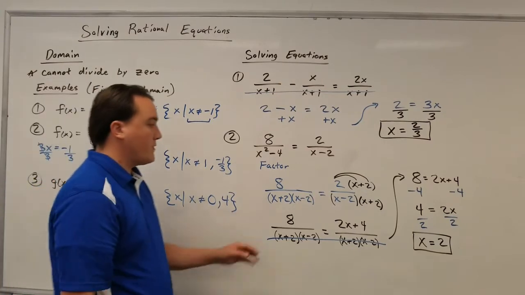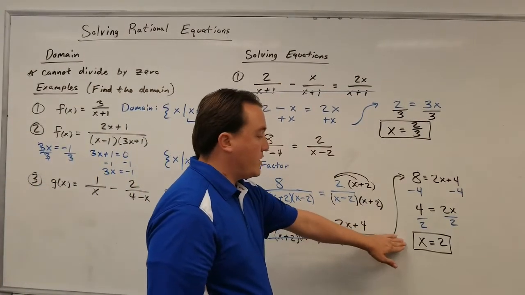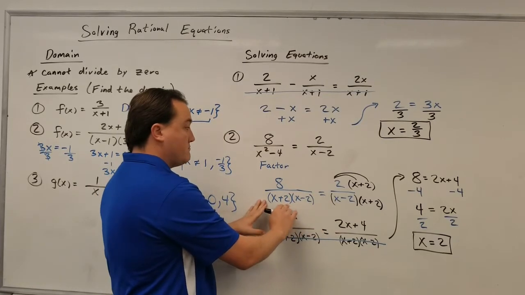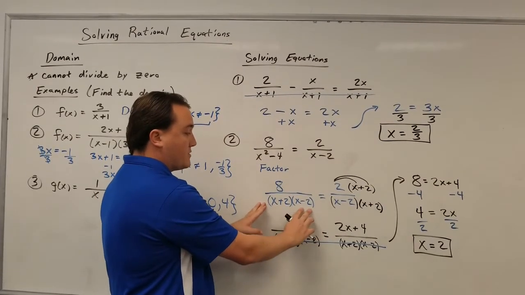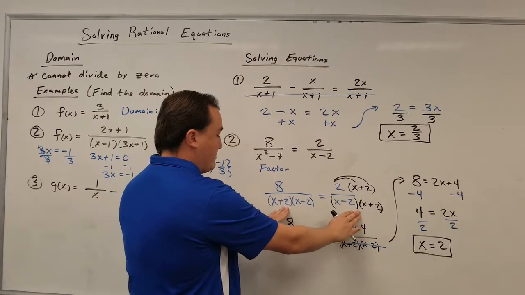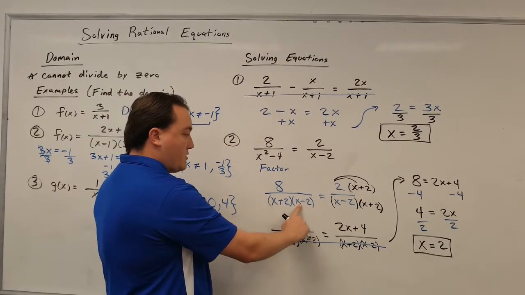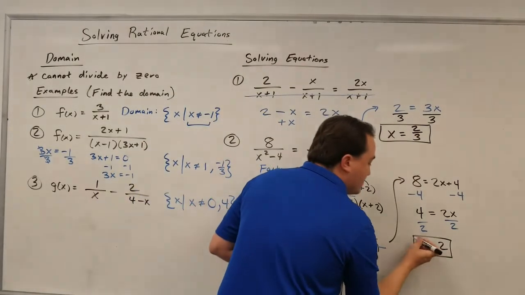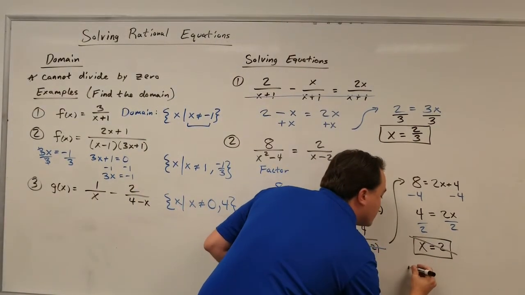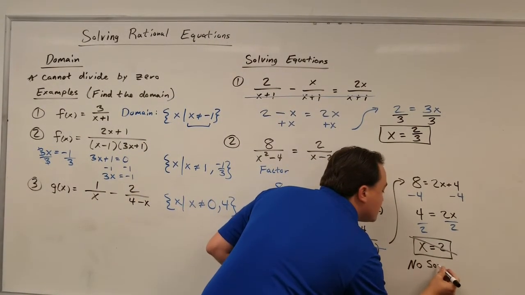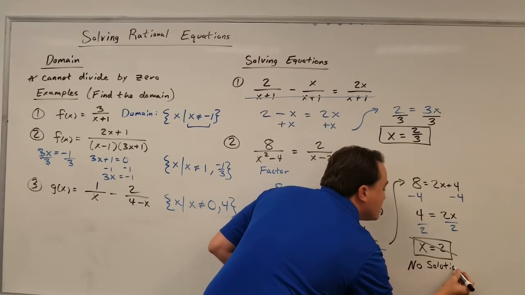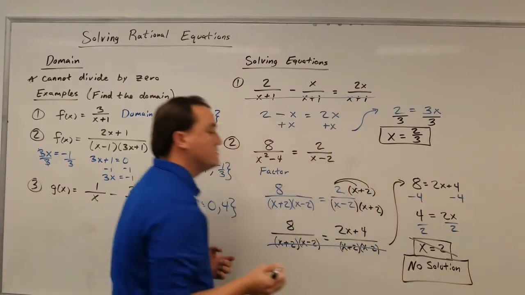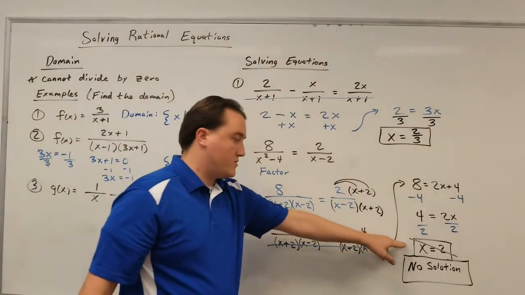But we got an answer of 2, we have to check it. So if we plug this back into, say, here, when we factored this, we got (x plus 2)(x minus 2), or even on this side, it makes a 0 here. So therefore it's not an answer. We can't even use it. So the answer is actually no solution, because our answer did not work.